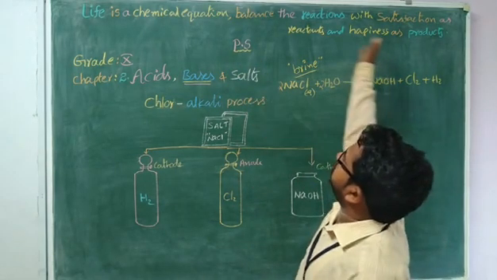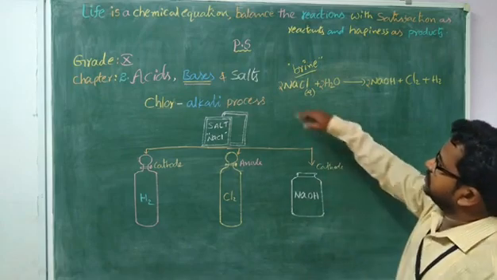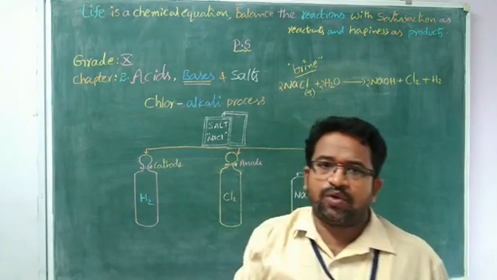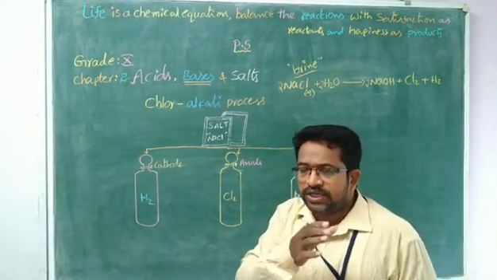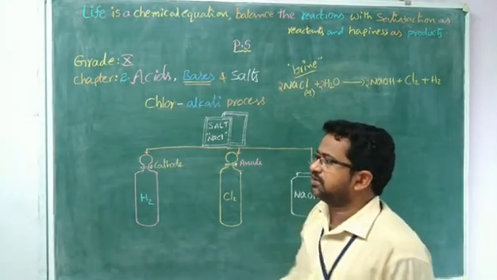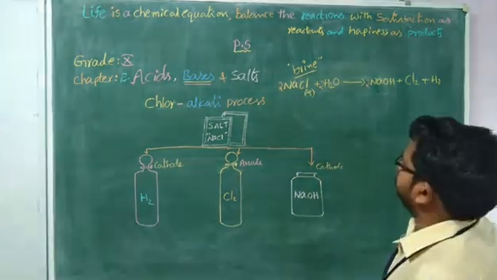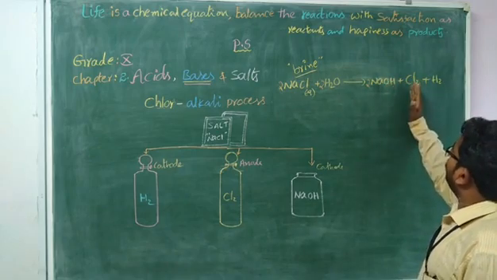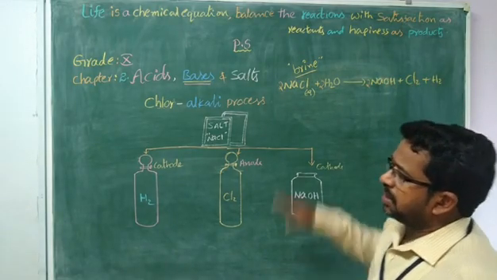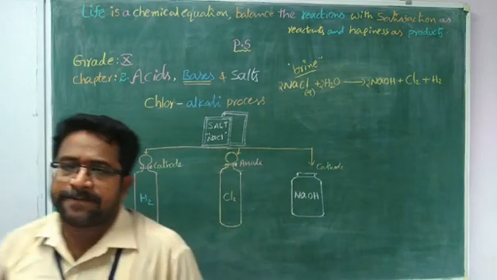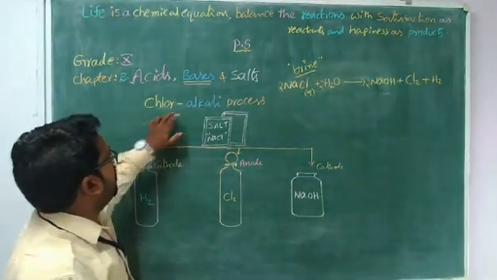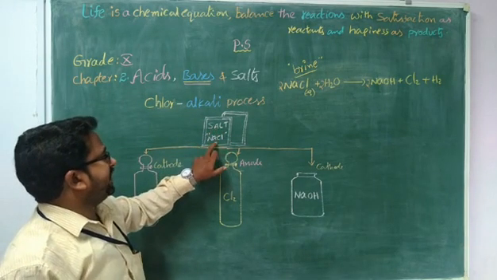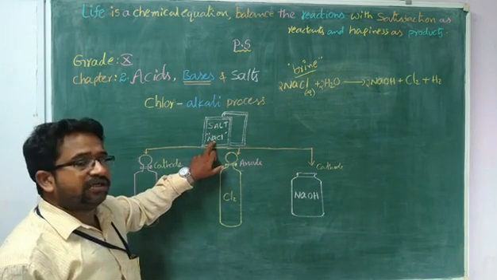Our problem is also balancing the reactions only. So, when NaCl, sodium chloride, dissolves in water during electrolysis, what do we call the solution? Brine solution. When it dissolves in water, it will give sodium hydroxide, chlorine, and also hydrogen. And this process is called the chlor-alkali process. Because in this process, first what do I take? NaCl salt in electrolysis.